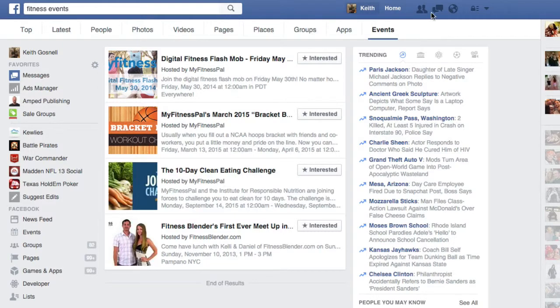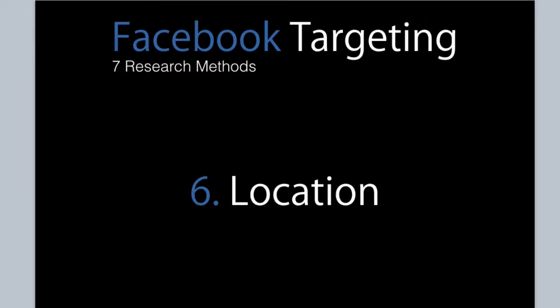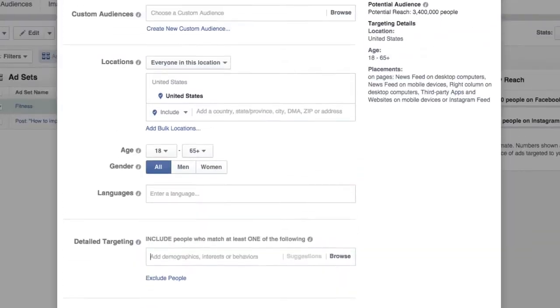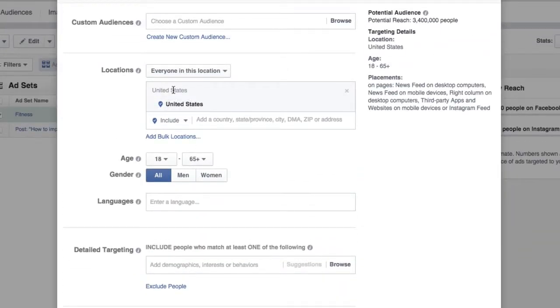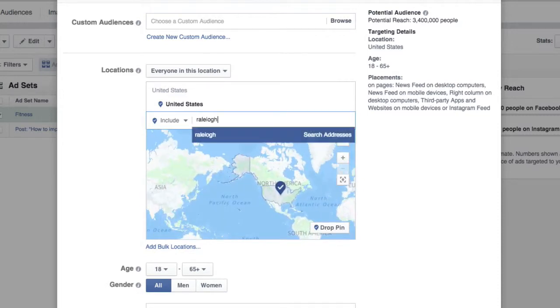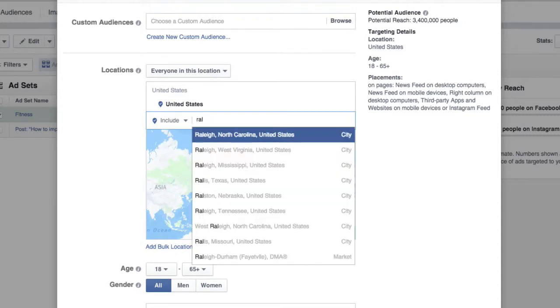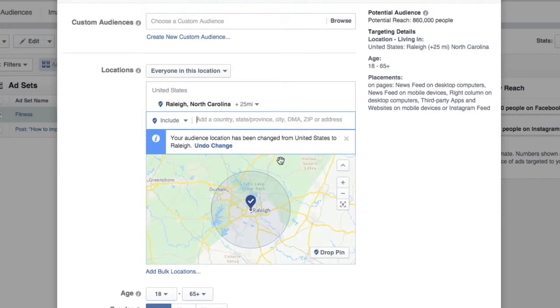Okay, now the next method I want to talk about here is location. Now, with location, there's specific things you can do in here. I mean, you can get very specific about your location here. If I were to type in, gotta spell a little better, there we go, Raleigh, North Carolina. Okay, so I can get very, very specific. It's not really going to be in the interest field, but location is something that you can definitely use to your advantage.